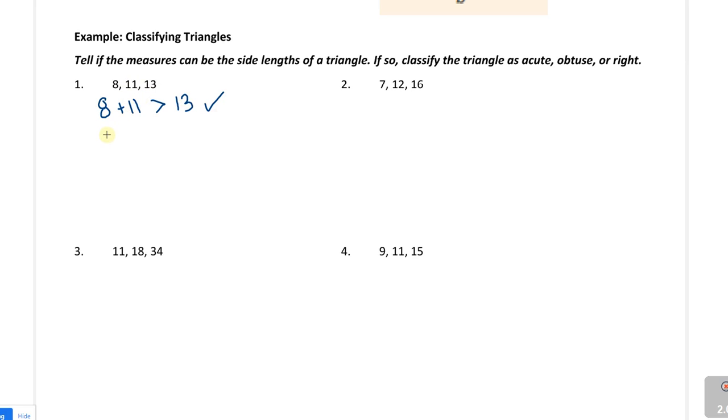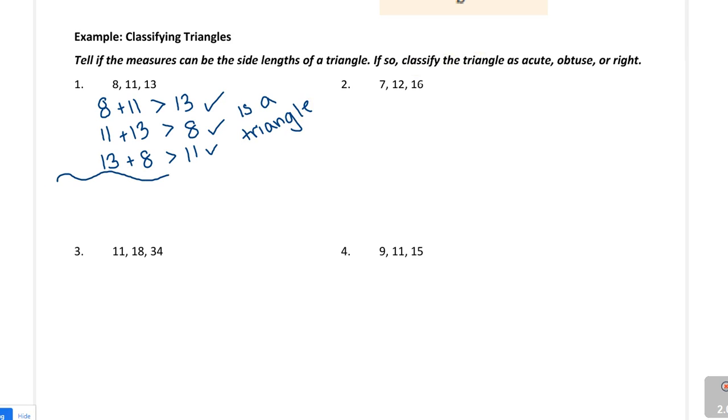Now let's take two other sides. We have to try all possible combinations. So 11 plus 13, is that going to be greater than 8? Yes. What about 13 plus 8? Is that greater than 11? Yes. So this is a triangle. Now we need to know how it is classified, so let's go on and classify.